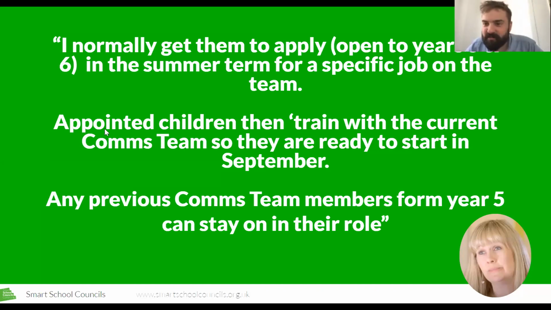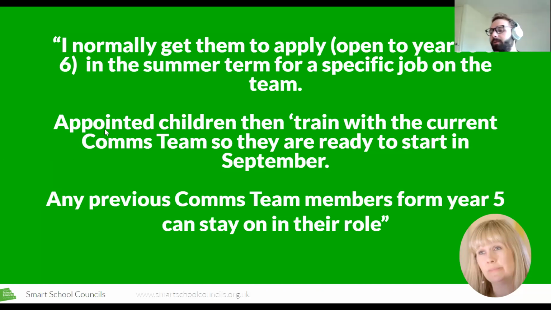So I normally get them to apply, open to years 5 and 6 in the summer term, for a specific job on the team. Appoint your children, then train with the current comms team, so they are ready to start in September. Any previous comms team members from year 5 can stay on in their roles as they go through to year 6. That is a great idea, isn't it?